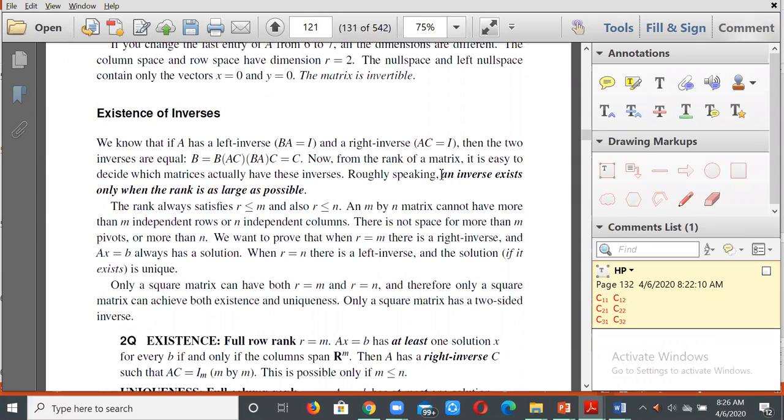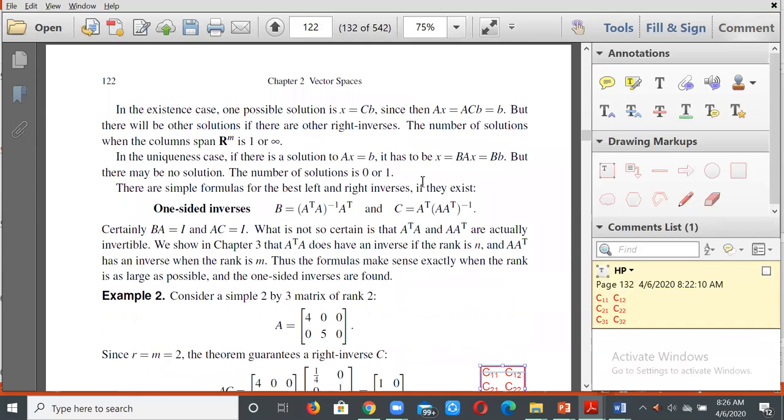So it clearly indicates that an inverse exists only when the rank is as large as possible. The left inverse can be found by writing B into A is equal to the identity matrix, and the right inverse can be found by writing A into C is equal to the identity matrix. The simple formulas for the best left inverse and right inverse are mentioned over here. However, you can have many different left and right inverses possible.